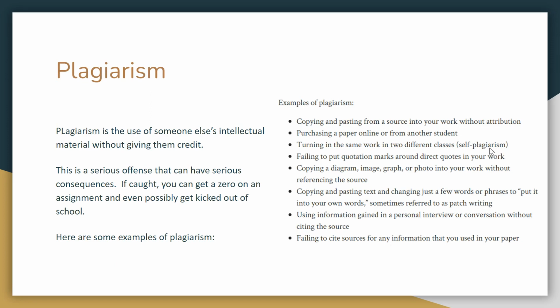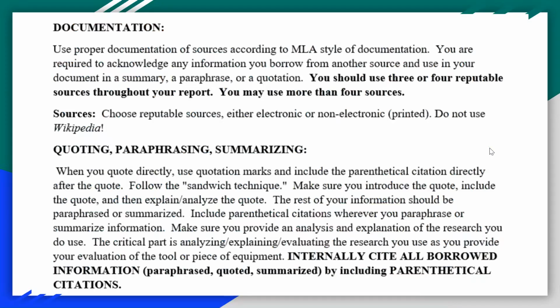We also want to make sure that we're avoiding plagiarism. Plagiarism is using someone else's work without their permission. You may not even realize that you do it, but if you're writing a paper with information that you didn't create and you don't give credit to that source, it's plagiarism. If you turn in a paper that's not yours, that's plagiarism. If you buy a paper online, that's plagiarism. If you copy and paste text and change just a few words, that's plagiarism. So you need to make sure that the work is yours, and if you are quoting material, that you are using that works cited page to do that.